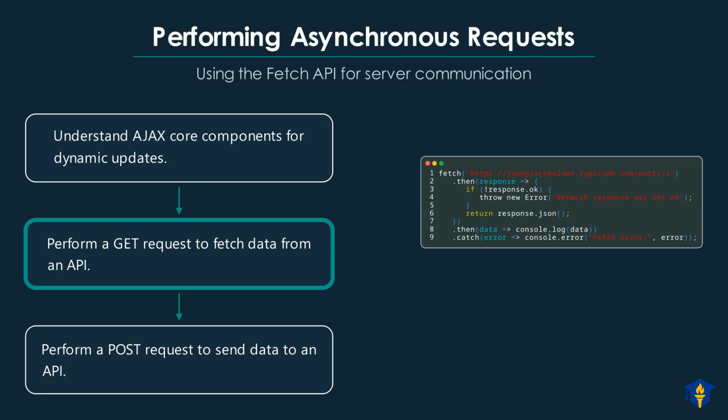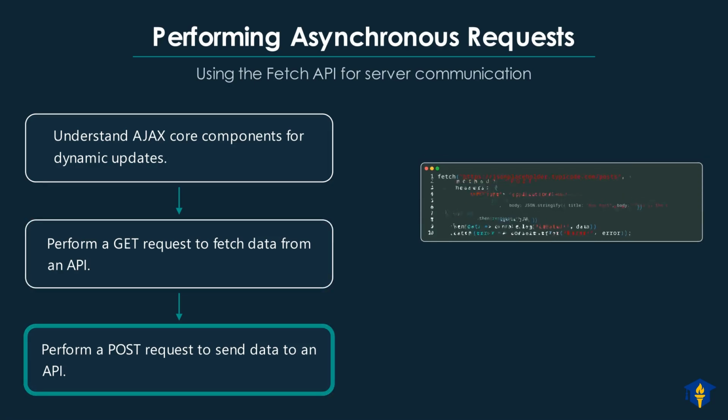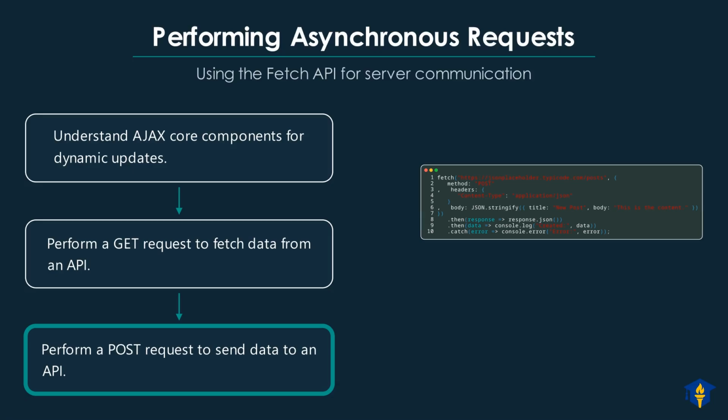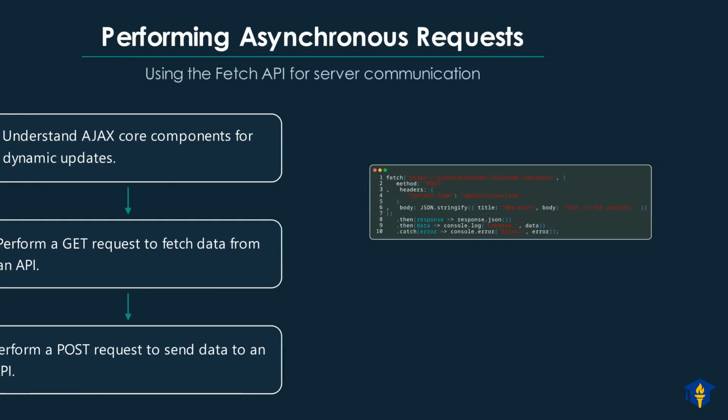Now, we will perform a GET request to fetch data from a public API endpoint. This code demonstrates a fetch GET request to an API endpoint, handling the response and potential errors. Next, we will perform a POST request to send data to an API endpoint. This code illustrates a fetch POST request, sending JSON data and logging the created response.